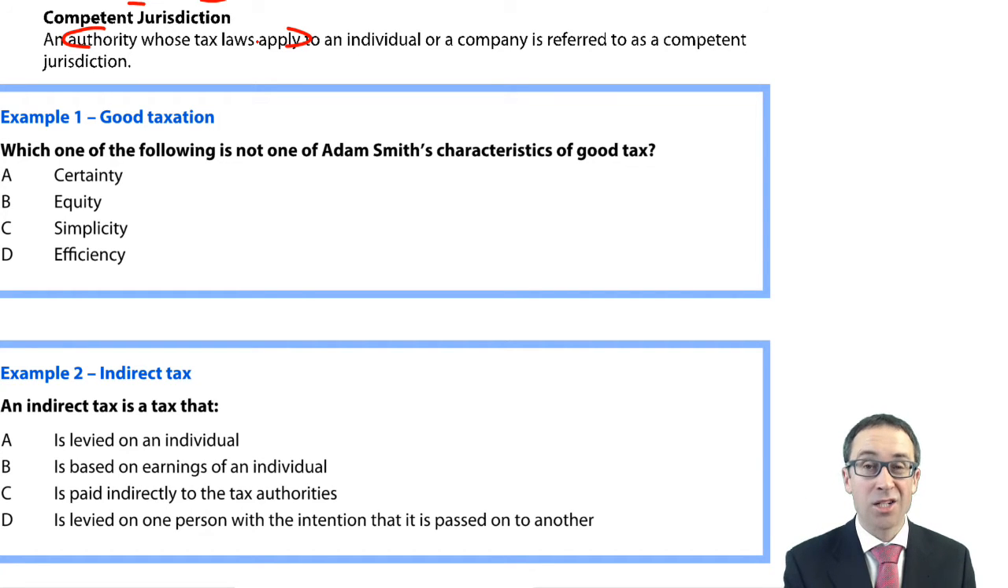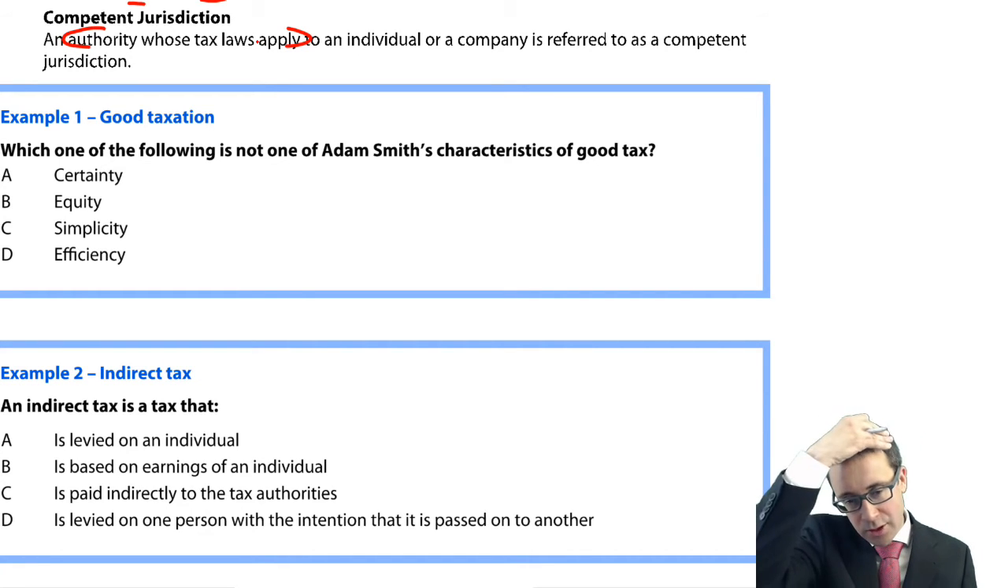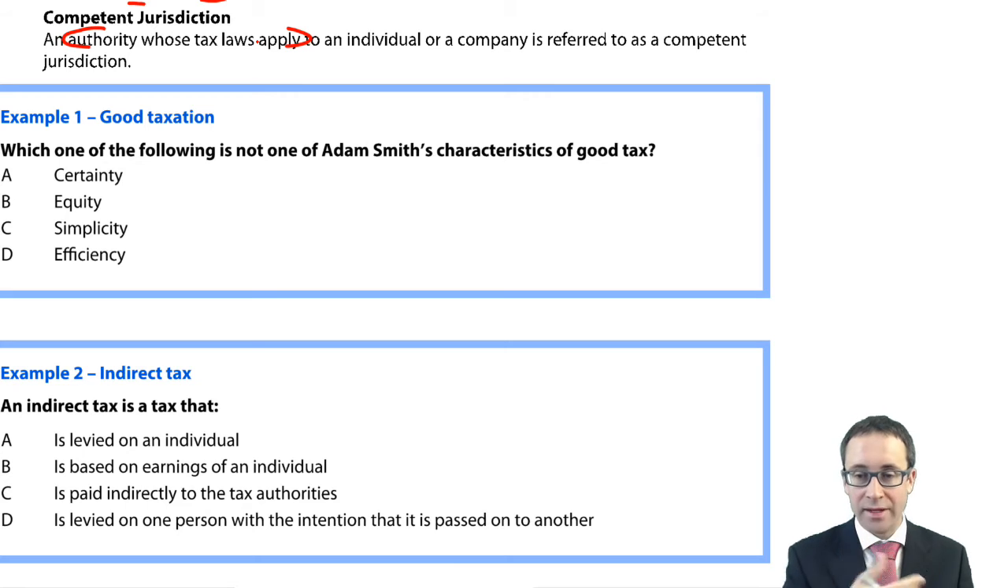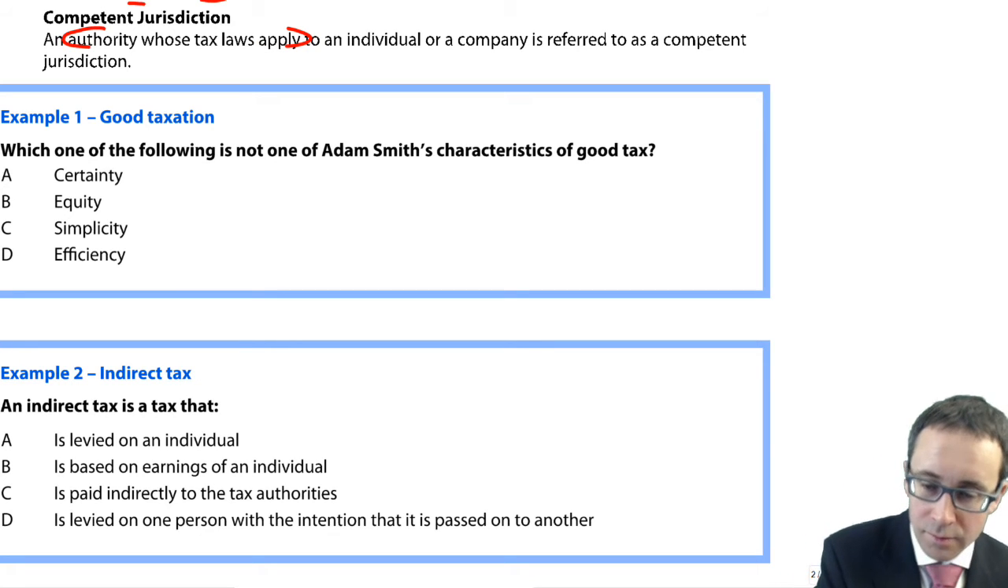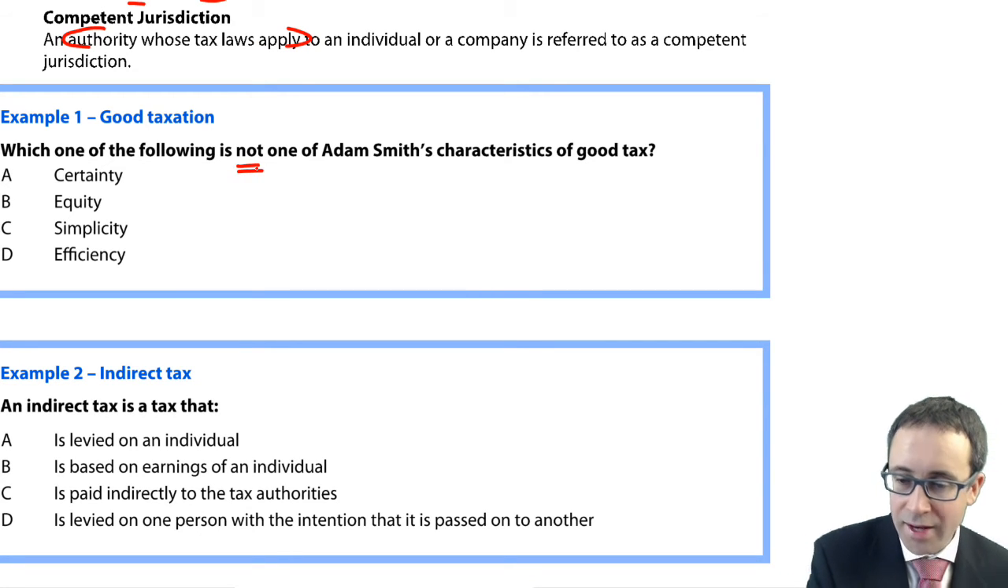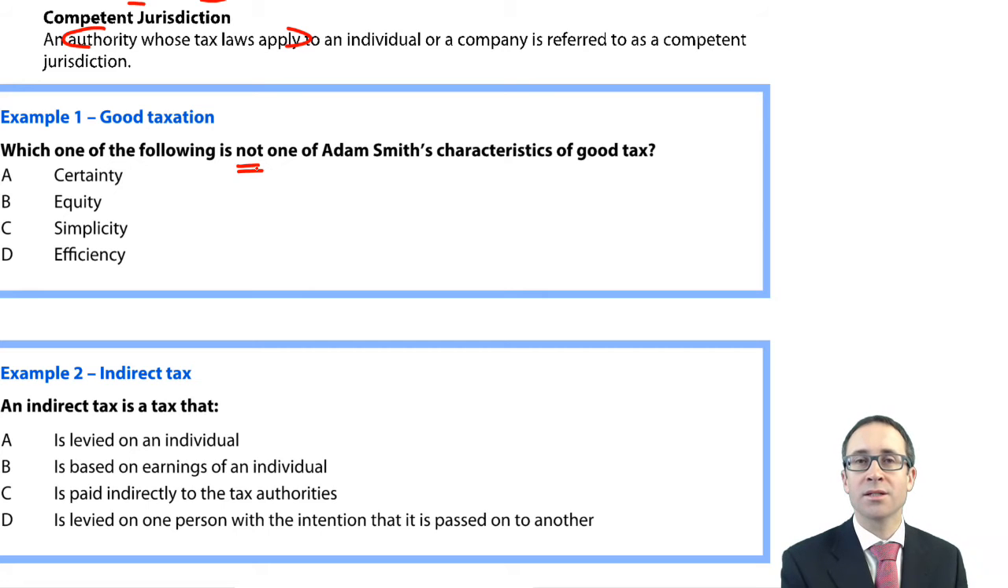Okay. Just two simple examples to show you how it all works in terms of exam questions. These are, I think, past exam questions under the old syllabus where there was some multiple choice. So here it says, which of the following is not one of Adam Smith's characteristics of good tax?